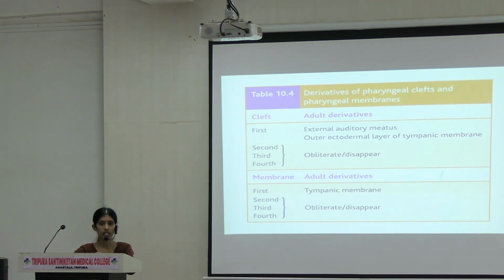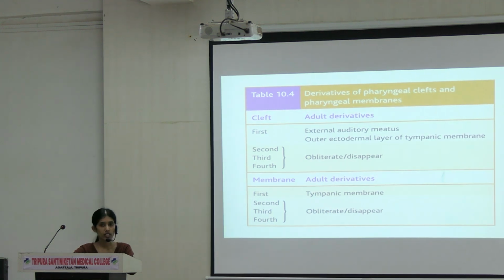So what is pharyngeal arch? Pharyngeal arch is a mesoderm core of your pharyngeal apparatus lined by the ectoderm and also endoderm. Okay. We have 6 pharyngeal arches, out of which the 5th one will disappear. So we name it as 1st, 2nd, 3rd, 4th and 6th pharyngeal arches.